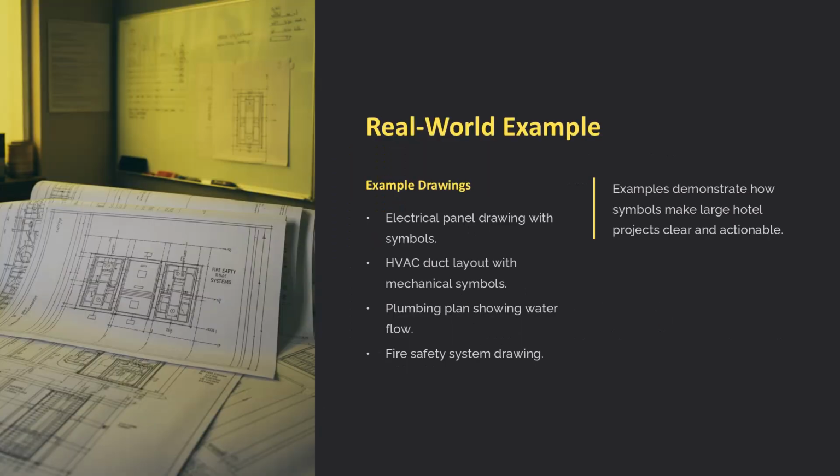Real-world example. In real hotel projects, symbols make complex drawings practical and useful. An electrical panel drawing uses standardized icons to show breakers and connections. An HVAC duct layout uses mechanical symbols to show air handling paths. A plumbing plan shows water supply and drainage through simple graphic indicators. Fire safety systems are mapped with clear icons for sprinklers and alarms.